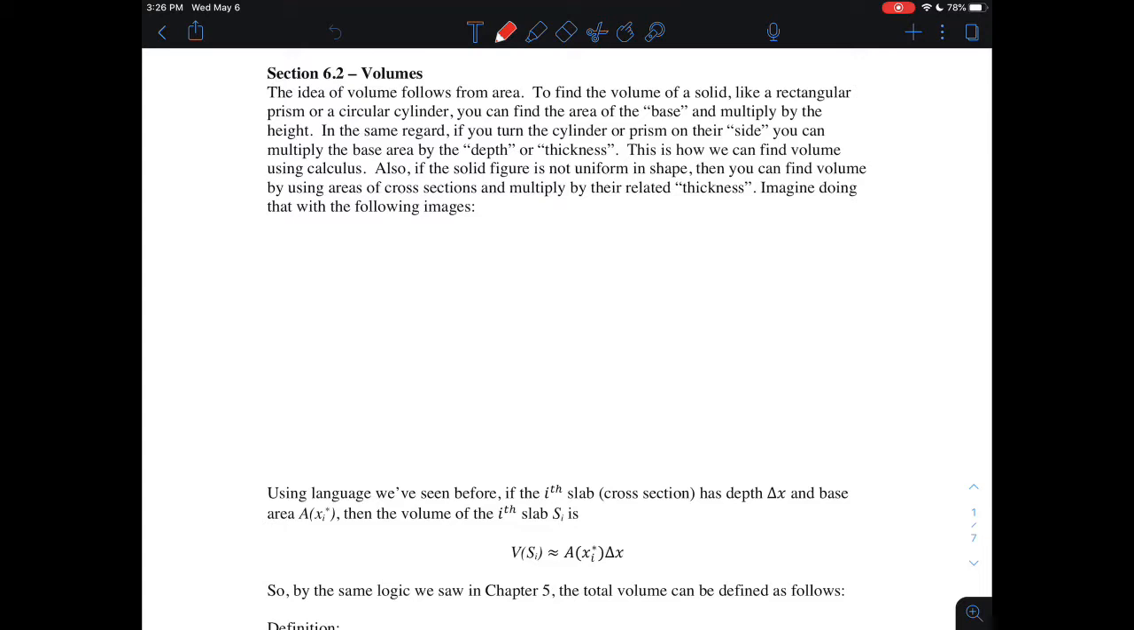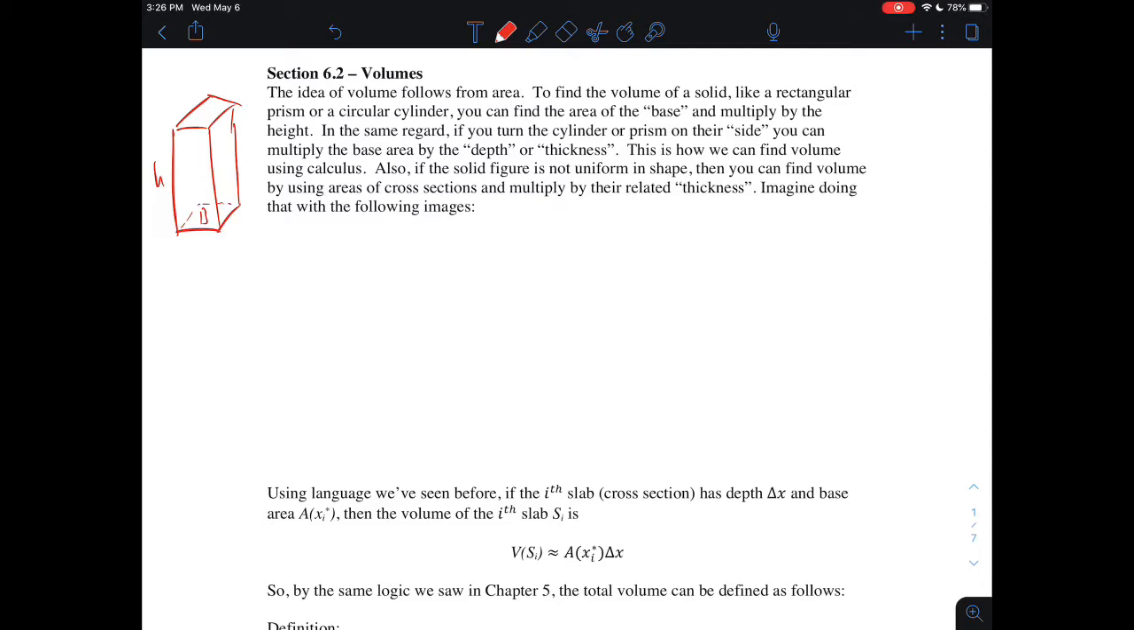To find the volume of a solid, like a rectangular prism or a circular cylinder, you can find the area of the base and multiply by the height. So a rectangular prism, just think like a cube, but it doesn't have to be the same length of sides on all sides. You would have a base. You could find its area, and then you could multiply it by the height, and that gives you the volume.